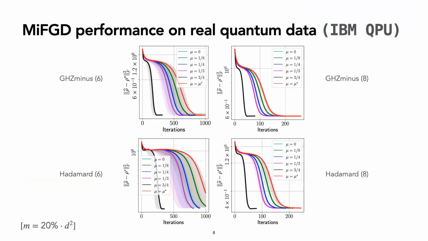We have extensive experimental results in the paper. These are different numbers of qubits and different quantum states. Essentially, the main message I want to convey is that our theory uses this value of mu star, which is very small, but in practice, you can use a much larger momentum value and achieve a much faster convergence rate in all cases.